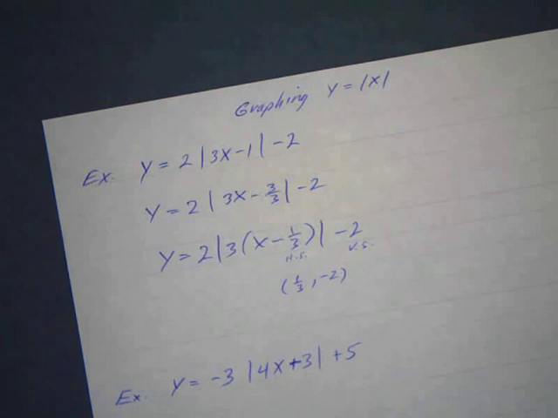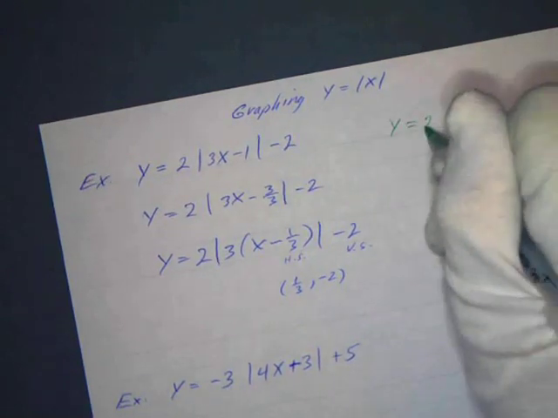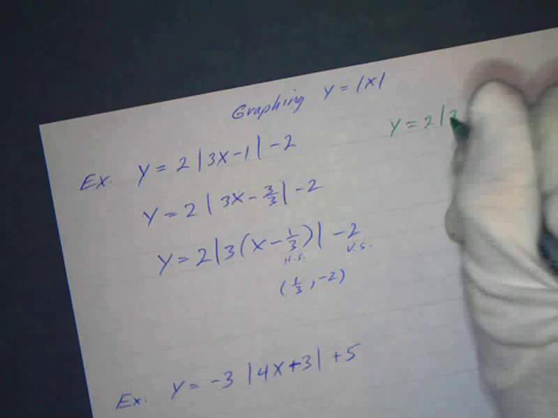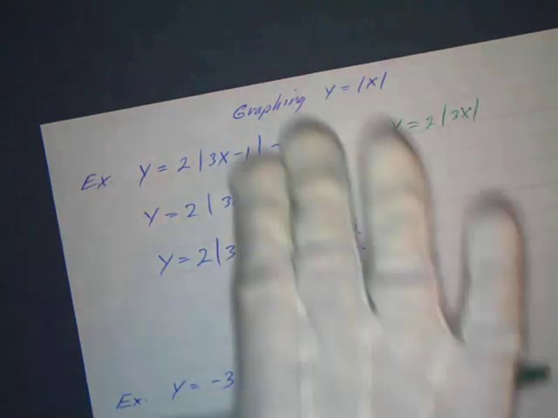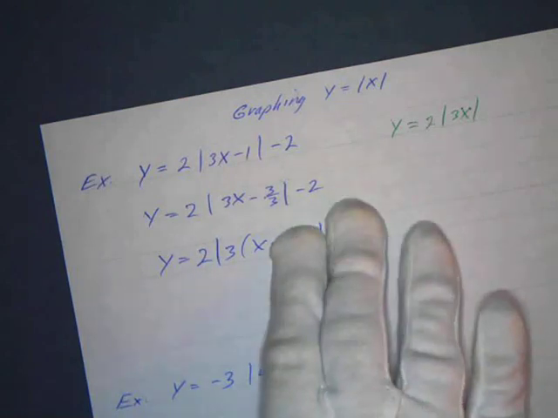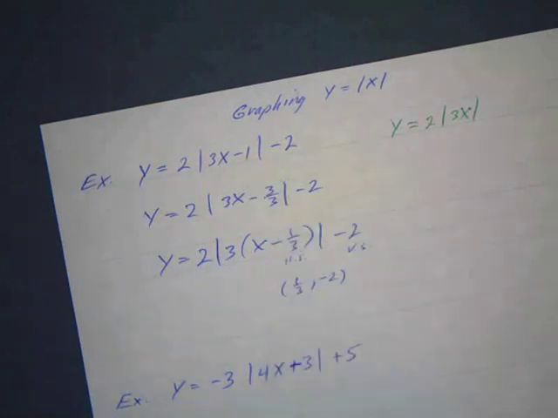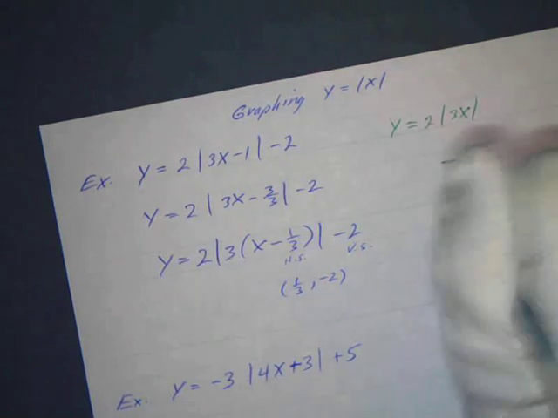Now my shape equation is just going to be y equals 2 times the absolute value of 3x. So we just cross out the transformation, the horizontal and vertical shift, and that's what's left. And then we just use our good old table of values and our 3 values.